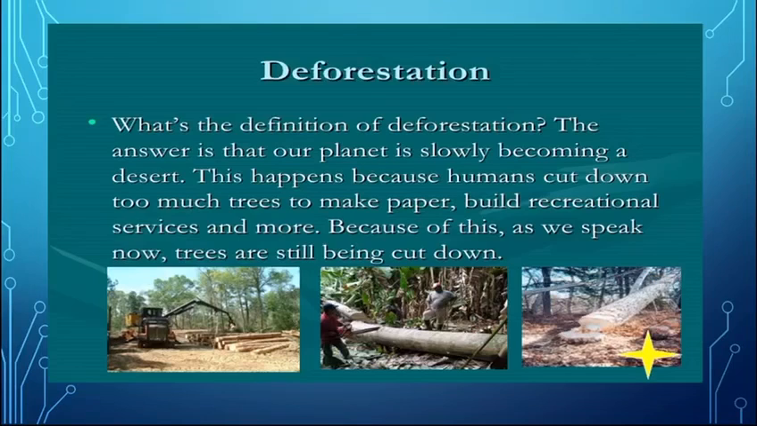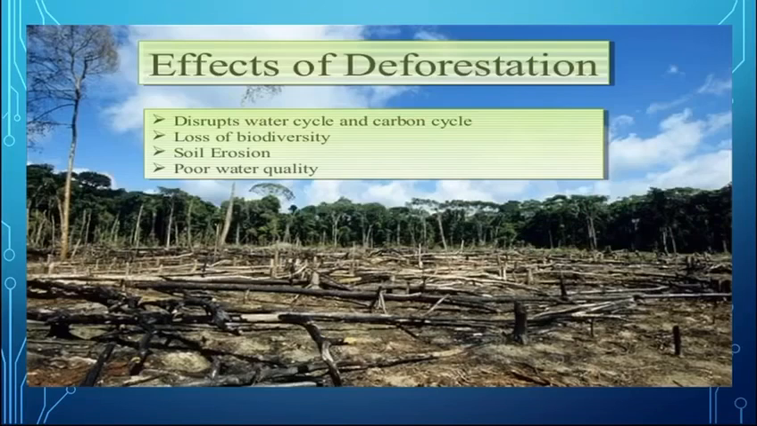So we can define deforestation also as the transfer of forest land to desert. Why and how? Because 90% of it is because of humans cutting down the trees for making paper and building recreation services. That results in the disruption of the water and carbon cycle, loss of biodiversity, soil erosion, and poor water quality.